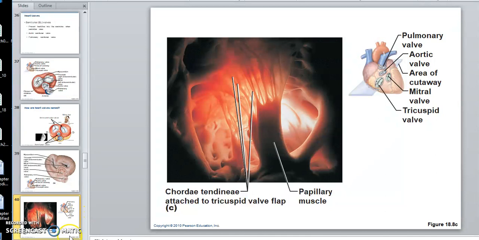We'll end here and pick it up there in video 3. This is the end of video 2, heart video 2.